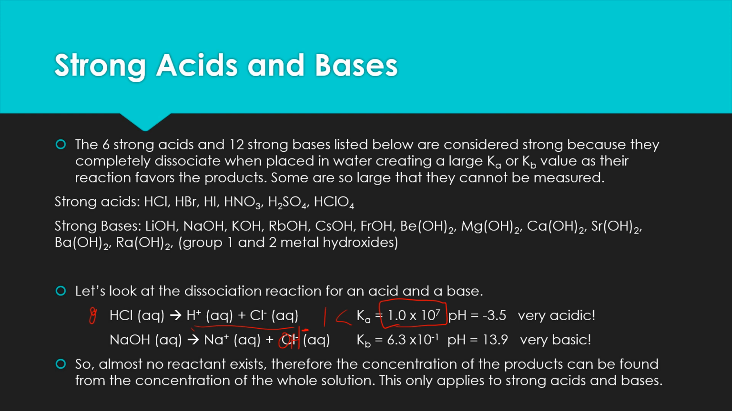So these reactions, you'll notice I've put just the one-sided arrow. Almost no reactant exists here. So we basically assume that the concentration of our products, our hydrogen, chloride, sodium, hydroxide, all of those can be found from the concentration of the whole solution. So this only applies to our strong acids and bases. We can find the concentration of our products from the concentration given of the solution because it's basically all product. So that's a little shortcut for us. Not really a shortcut, but something to be aware of.